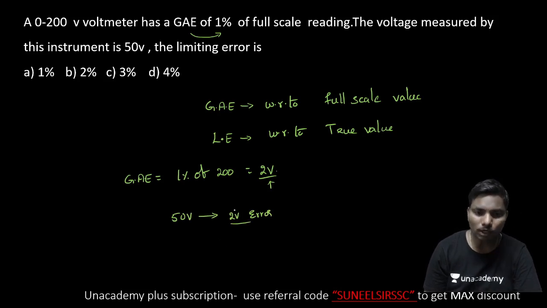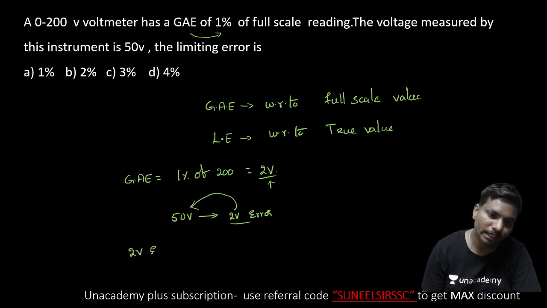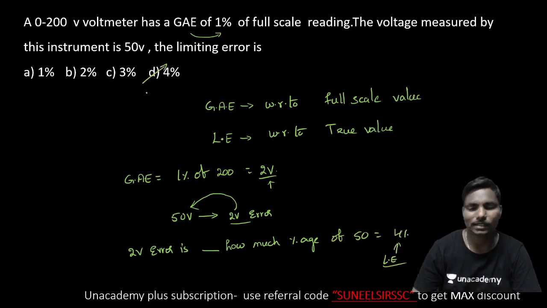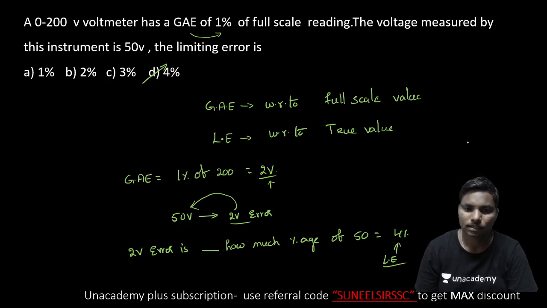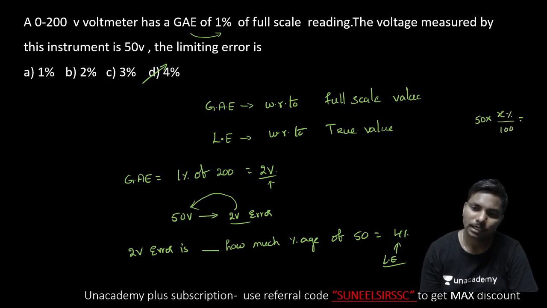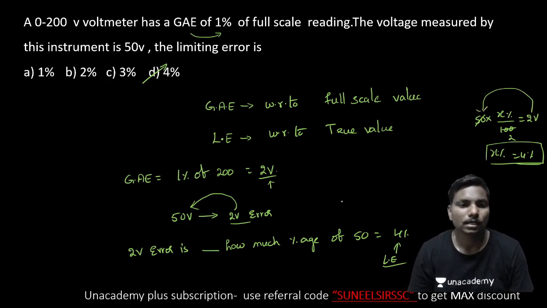So 2 volt error is how much percentage of the 50? That is nothing but 4% now. So that is the limiting error. This is as per the understanding, guys. How can you get how much percentage of the 50? 50 into X percentage is that 2 volt error. So we have to calculate like this: X percentage of 50 is 2, so that is equal to 4%. So 2 volt is 4% of 50.